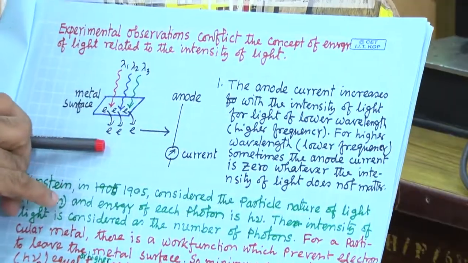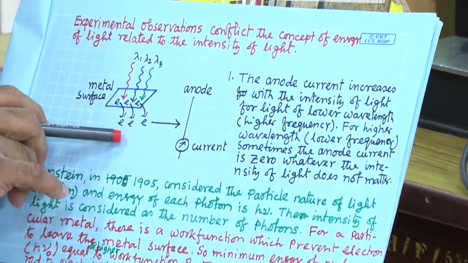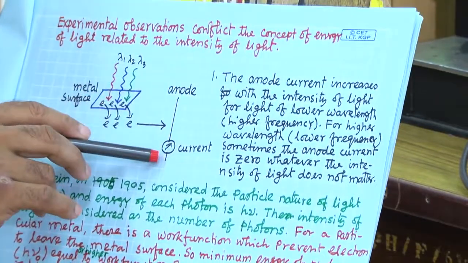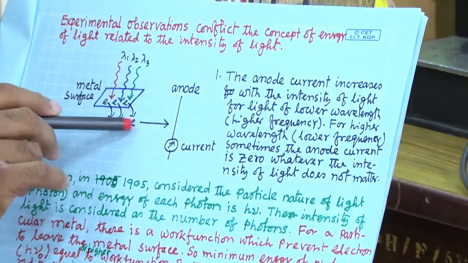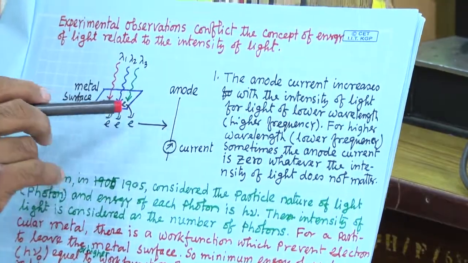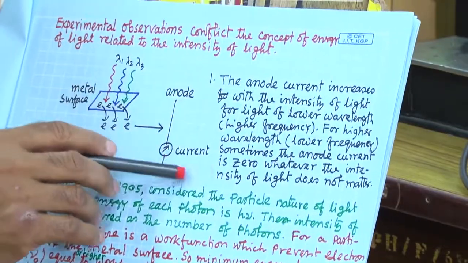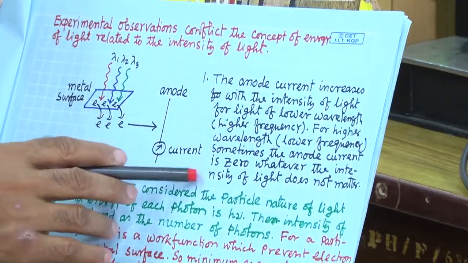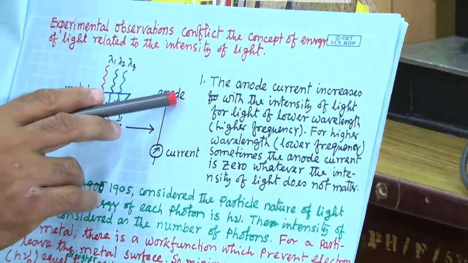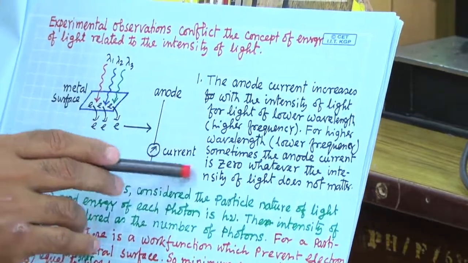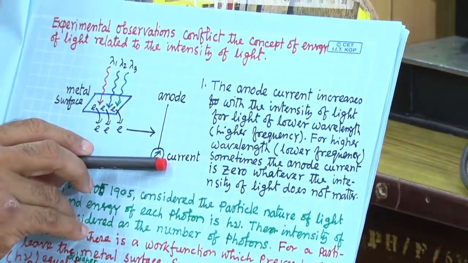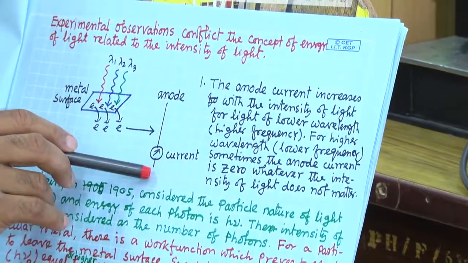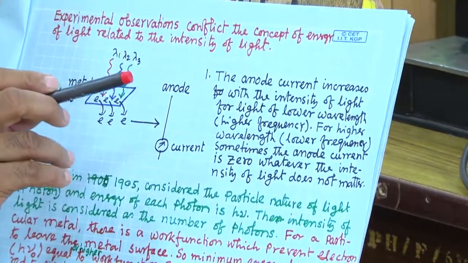Now, if you put an anode and apply positive voltage, these electrons will move towards the anode, reach the anode, and we will get anode current. Now, we are observing this anode current. More electrons will reach the anode and more current we will get. So, for a particular anode voltage, we will get current.